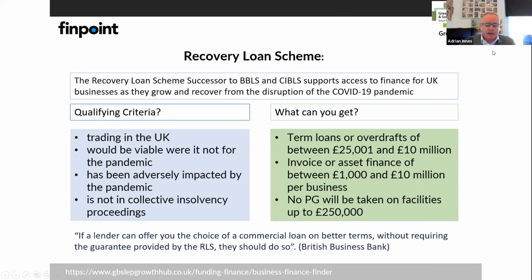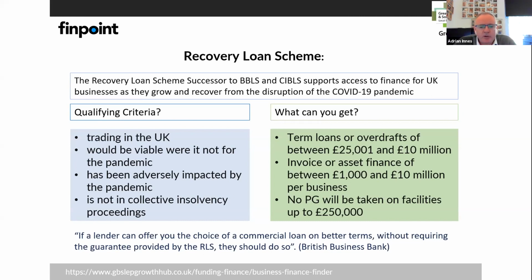So as I touched on, Sybils and Bibles supported 1.7 billion businesses throughout the UK, just under £79 billion of funds, and it was replaced by the recovery loan scheme. Now, the biggest difference from the recovery loan scheme is the bullet point at the bottom there. The BBB, British Business Bank, has stipulated that if a lender can offer you a choice of a commercial loan on better terms without requiring the guarantee, they should do so.